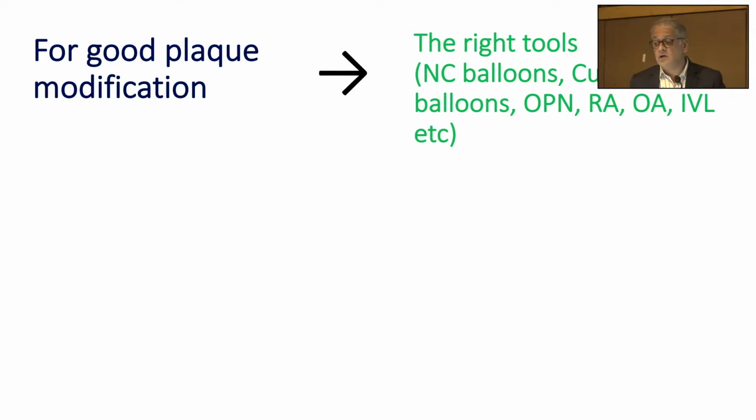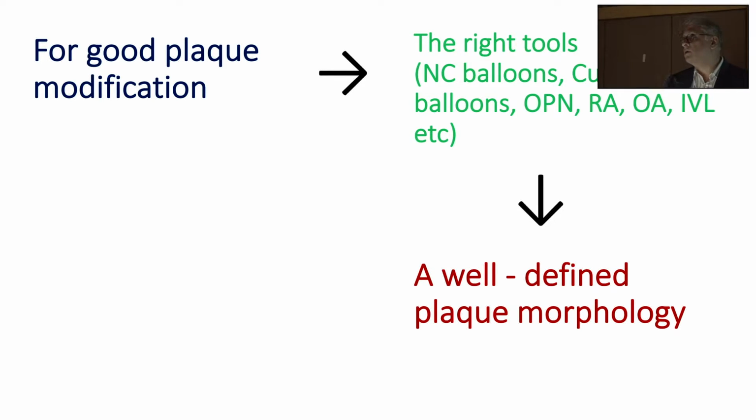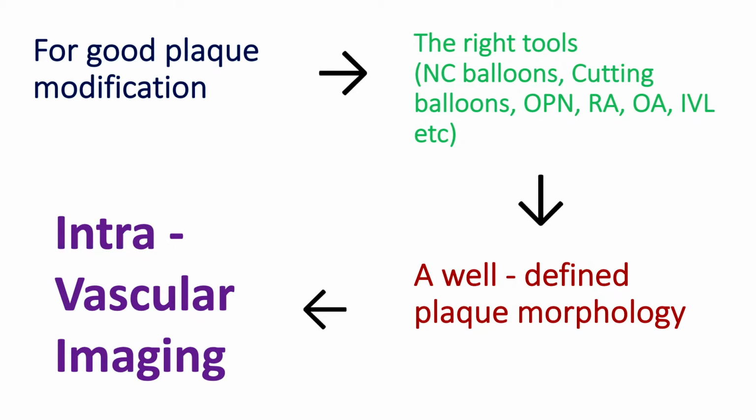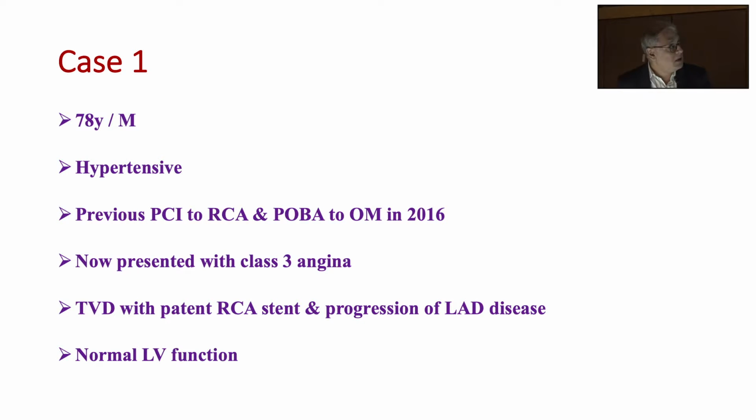You need to use the right tools, which include non-compliant balloons, cutting balloons, high-pressure balloons, rotablation, etc. And how do you decide what tools to use? You need to first know the morphology of the plaque that you're dealing with. And how do you know that? You know that by using intravascular imaging. So let me give you a couple of examples.